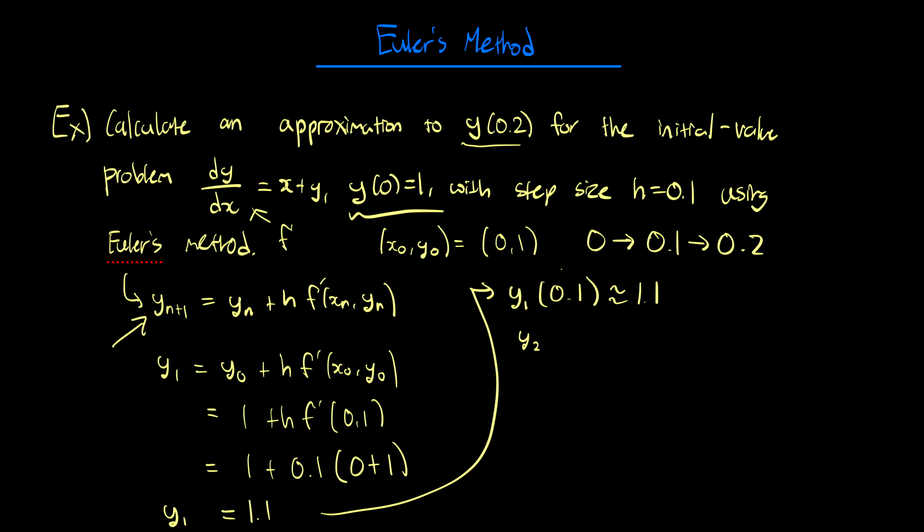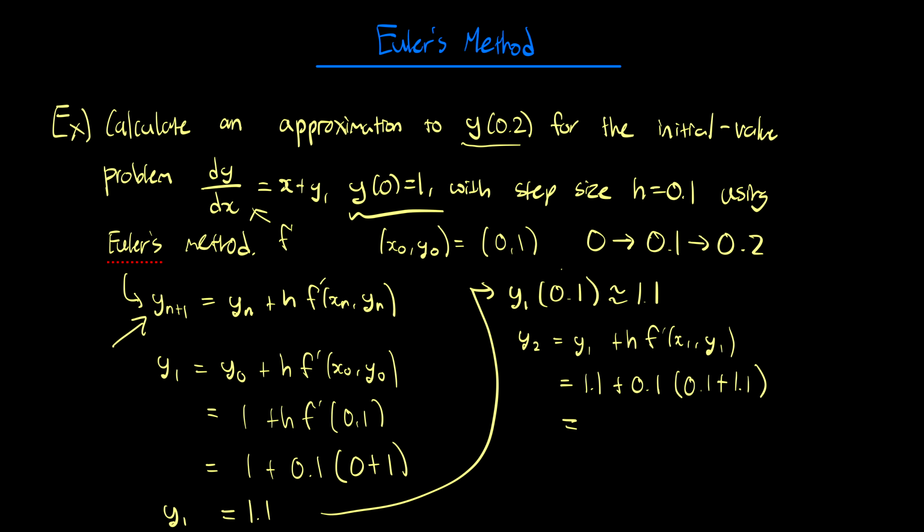This is going to be y2 equals y1 plus h f'(x1, y1). So y1 was 1.1. This is why it's an iterative process. You are using the result from the last result. So plus 0.1, and f'(x1, y1) is going to be 0.1 plus 1.1.